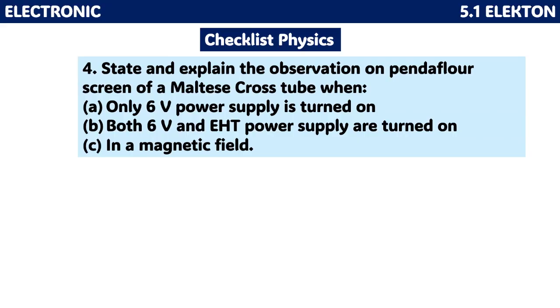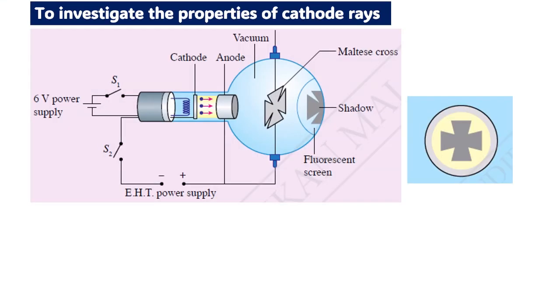Our checklist for this topic is we want to state and explain the observation on the fluorescent screen of a Maltese cross tube when A, only the 6-volt power supply is turned on, B, both the 6-volt and EHT power supply are turned on, and C, in a magnetic field. Okay, so we will go into detail.